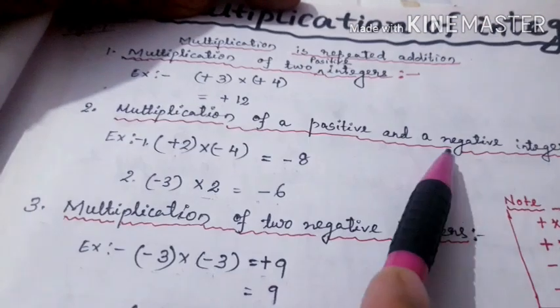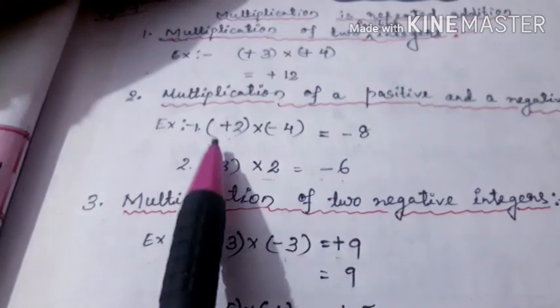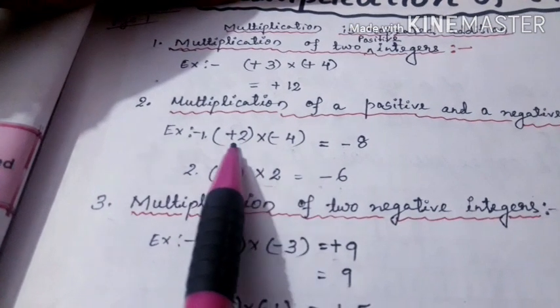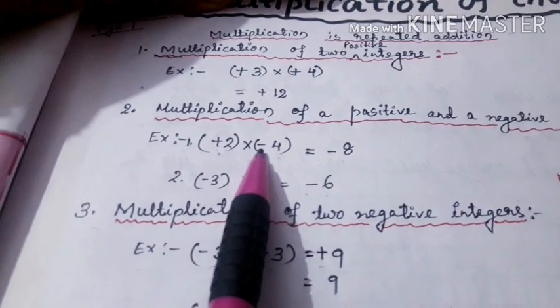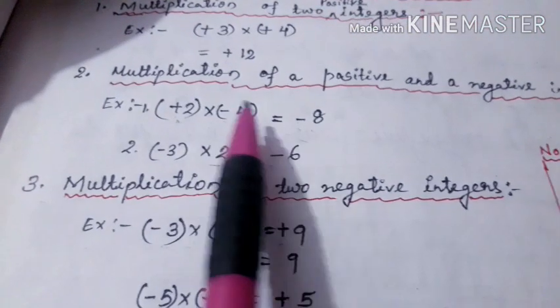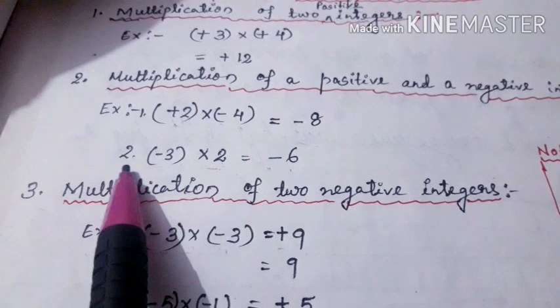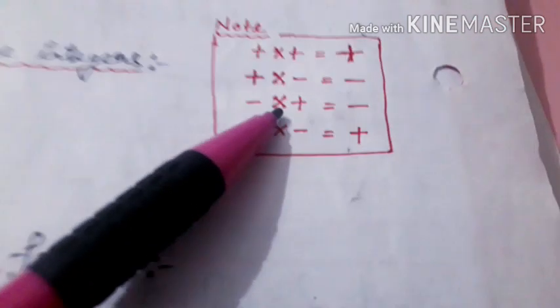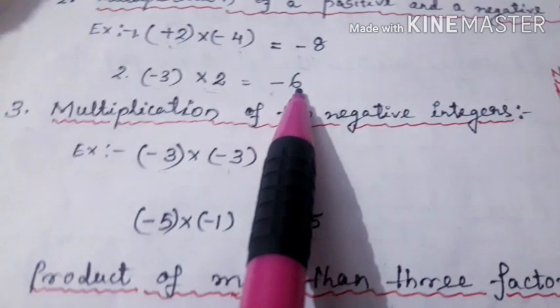Okay, now see, the multiplication of a positive and a negative integer. Let's take one example. Plus 2 is the positive integer and minus 4 is the negative integer. When we multiply both, plus into minus, I have told already, what sign will we get? Minus sign. You put the minus sign here, then 4 2s are 8. Second example, minus 3 into 2, minus into plus, what will you get? Minus into plus is equal to minus, so put the sign here, minus 3 into 2 is equal to 6.